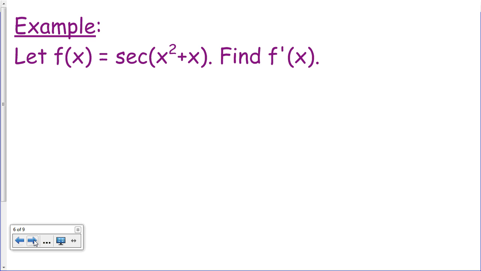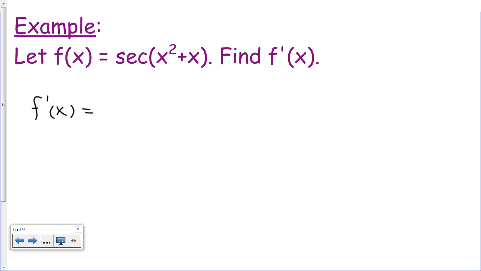The next one here, let's try secant. We took the derivative of secant, or found the derivative of secant a second ago. Let's see if we can find the derivative of this function here. They say to let f of x equal secant of x squared plus x. We want to find f prime of x. So again, you've got a composite function. Secant's the outside function. X squared plus x is your inside function.